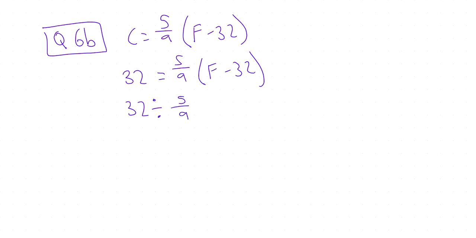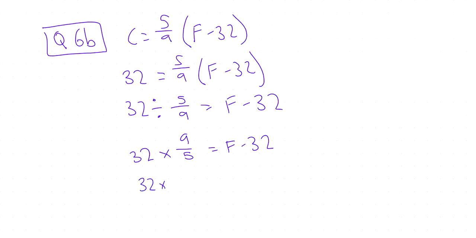Equals F minus 32. Now, we don't divide fractions. That's complicated and insane. So we flip and multiply. Remember that? Flip this upside down and multiply instead. So then I have 32 times 9/5 plus 32 equals Fahrenheit. And if you type all of that into a calculator, you're going to get 89.6 degrees. All right. Let's do another one.